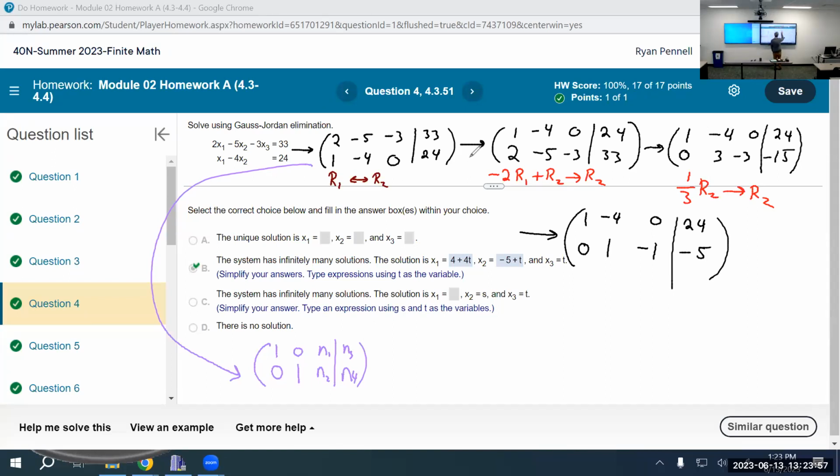Okay. Now, the one where I need it, I need that -4 to turn into a 0. I'm going to use that 1 to my advantage. 4 times row 2 plus row 1 becomes row 1. That should do it.